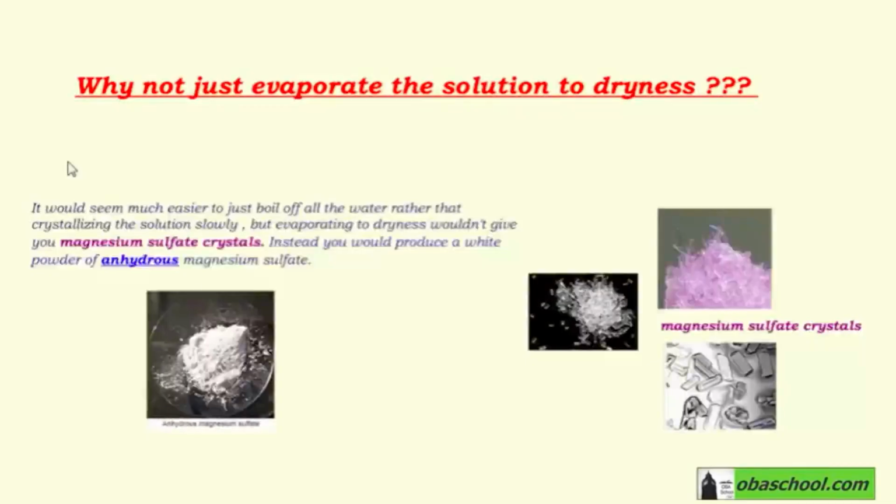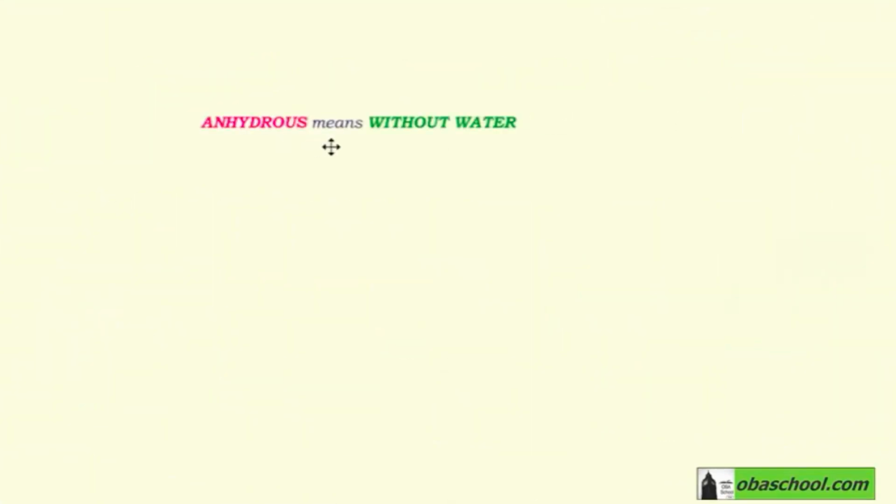In the previous video, where we made magnesium sulfate crystals, we had a very important question. Why not just evaporate the solution to dryness? We said that, in case we did evaporation, we will obtain a white powder, anhydrous magnesium sulfate. So what does anhydrous mean? Well, anhydrous means without water.